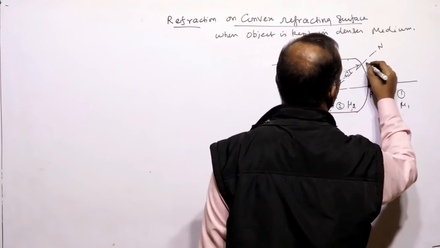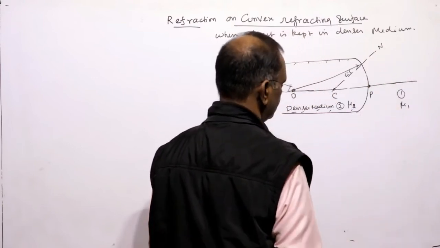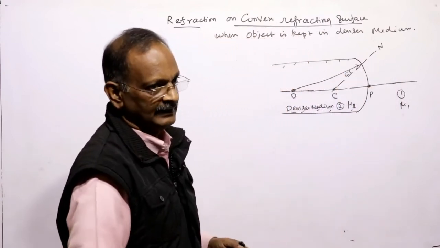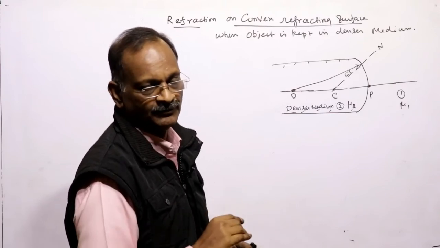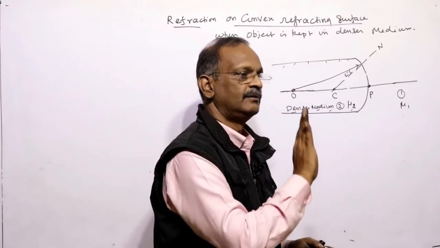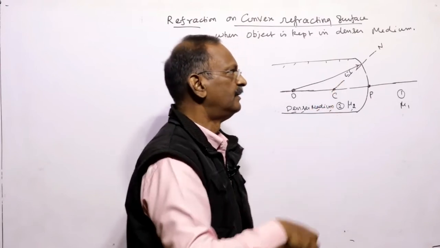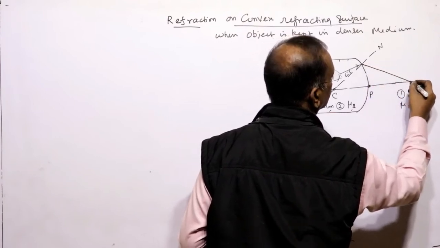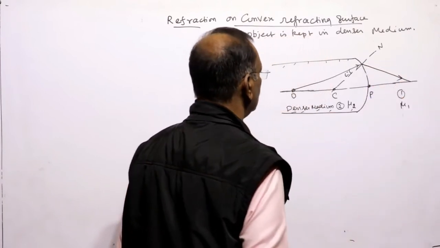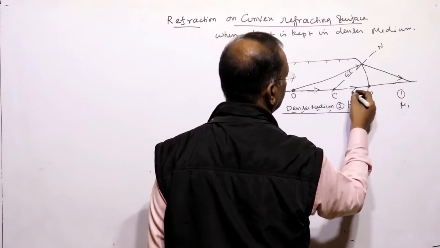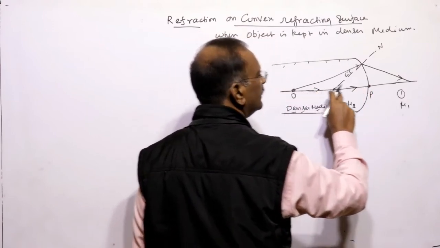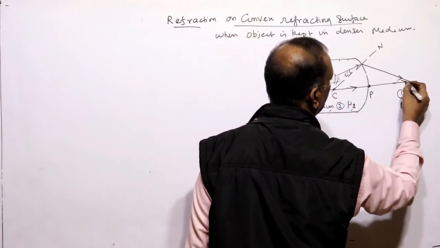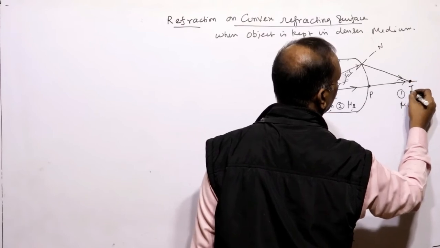Now, since the ray is going from denser to rarer medium, it will bend away from the normal. This is the normal, and the ray will go like this. So there is a ray starting from the object along the principal axis, and one more ray this way, and both rays actually meet at a point, forming the image.